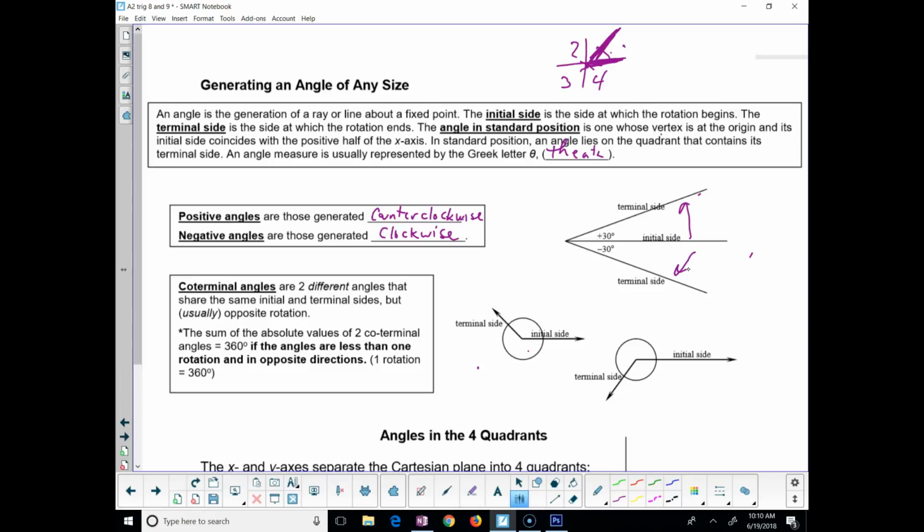The next thing we're going to realize is coterminal angles. There are two different angles, but they have the same initial and same terminal side. Usually they're in opposite rotation, but this is not always true. The sum of the absolute value of two coterminal angles equals 360 if it is less than one rotation, aka it's between negative 360 and 360. They always make a full circle. So as you can see, this angle here is the same as this angle here. Similarly, this angle going counterclockwise is the same as this one clockwise.